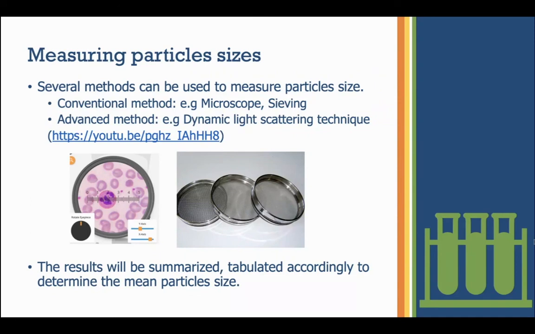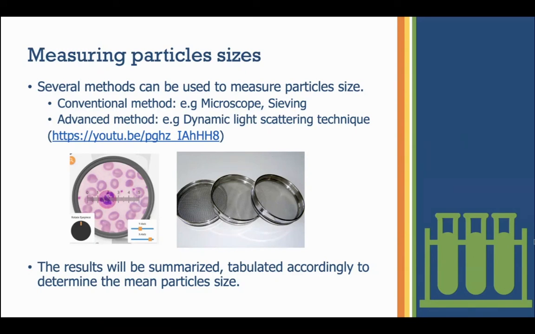But nowadays we have a more advanced method, such as the application of the dynamic light scattering technique. By using this technique, the machine will use a laser light, a laser that will shine upon the particles in the sample. And the extent of light scattering by each particle will be taken into calculation, and from there the machine will give us the particle size.